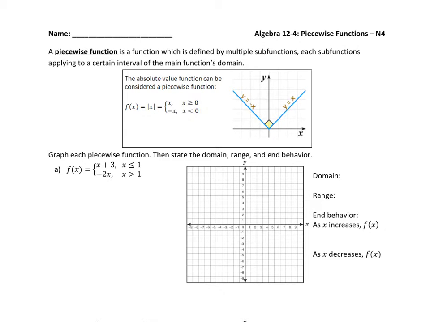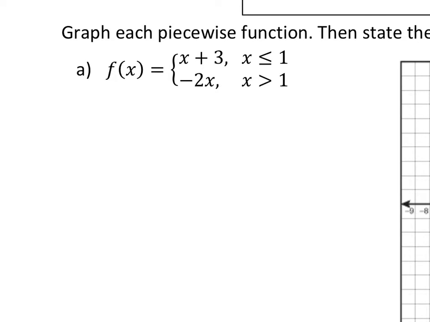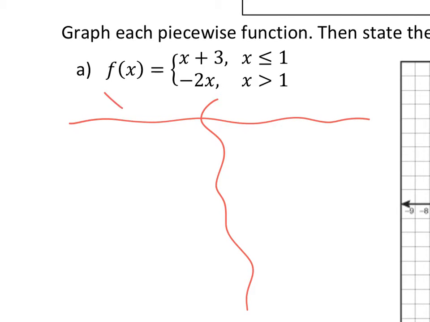So looking at letter A, I have f of x equals x plus 3 for all x values less than or equal to 1, and f of x equals negative 2x for all x values greater than 1. So what I'm going to do here is create two separate tables, one for the function x plus 3, and one for the function negative 2x.